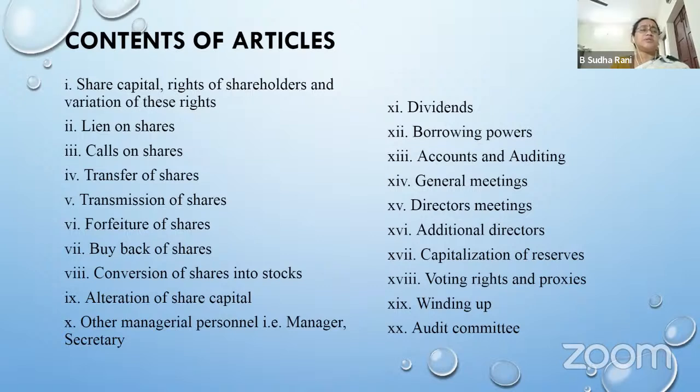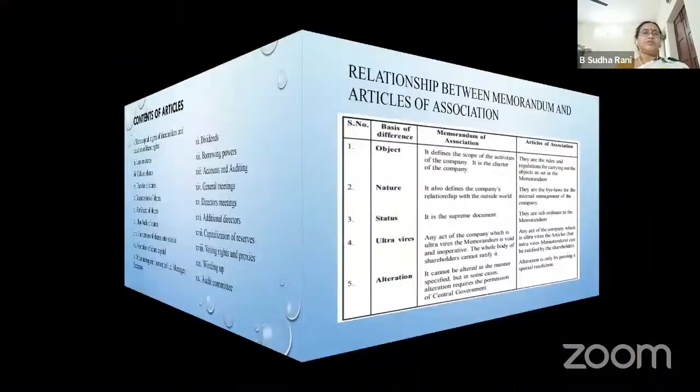Similarly, other managerial persons and their duties, and when a company can declare dividends, matters relating to dividends, matters relating to the borrowing powers of the directors, matters relating to the accounts and auditing of the books of a company, matters relating to general meetings, directors' meetings, capitalization of reserves, voting rights of proxies, winding up of the company, and the audit committee. These are all discussed by the company under each content according to its terms and conditions. So that is about the contents of articles of association.